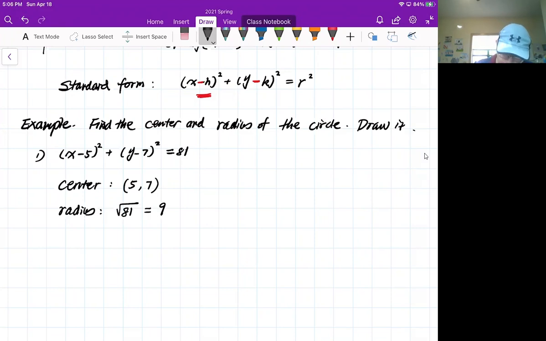Okay. So let's see. Next one. How about I have x plus 5, squared, and then plus y plus 3, squared. That's equal to 36. Okay. Find the center. Find the radius. Give everyone 10 seconds.